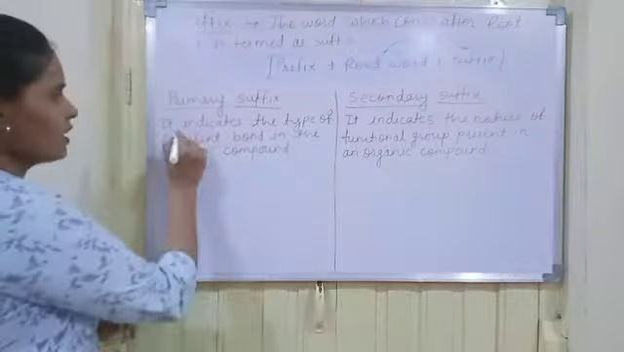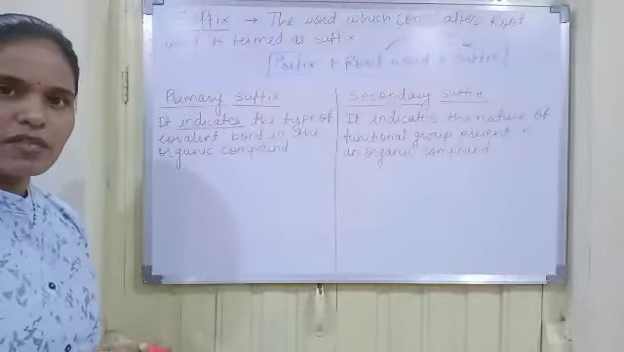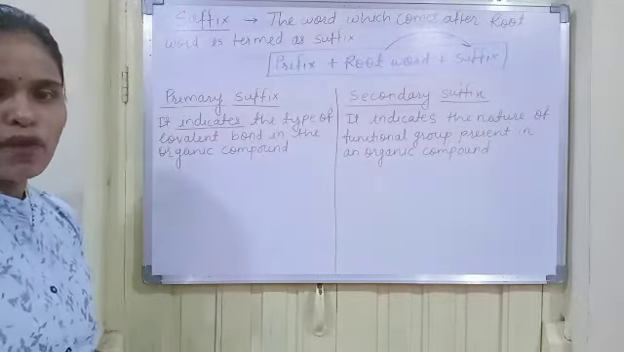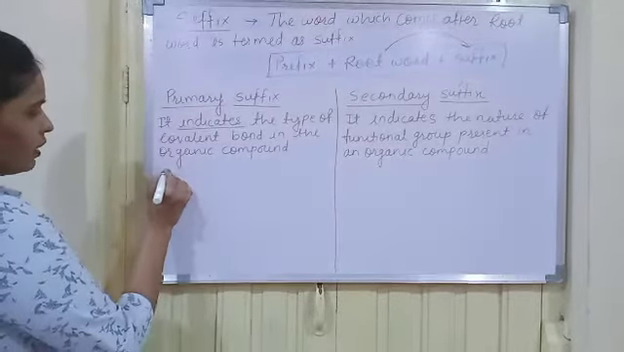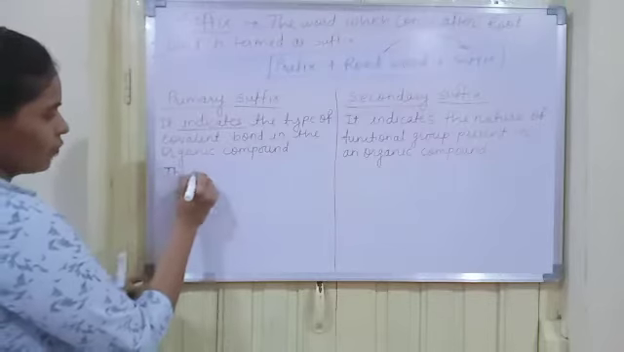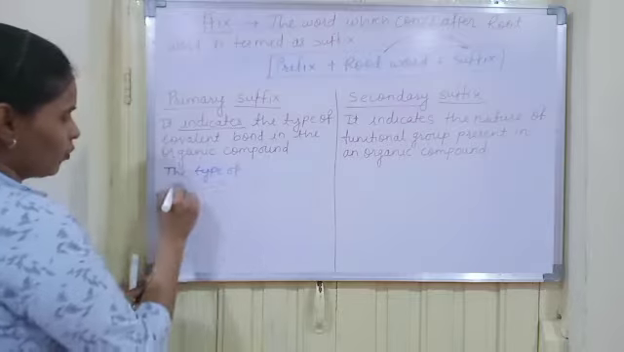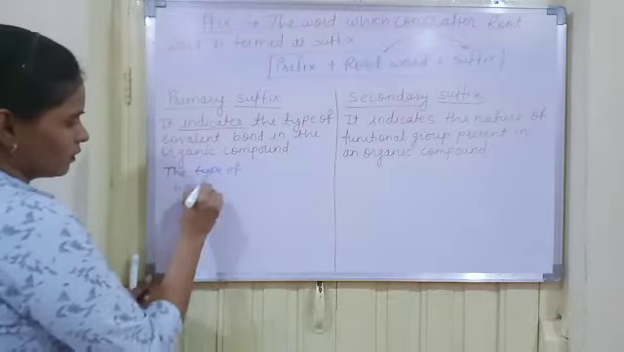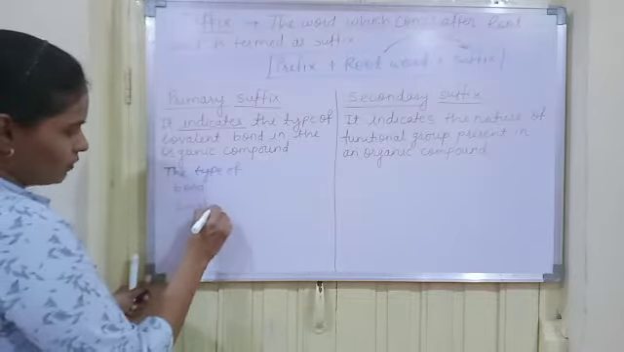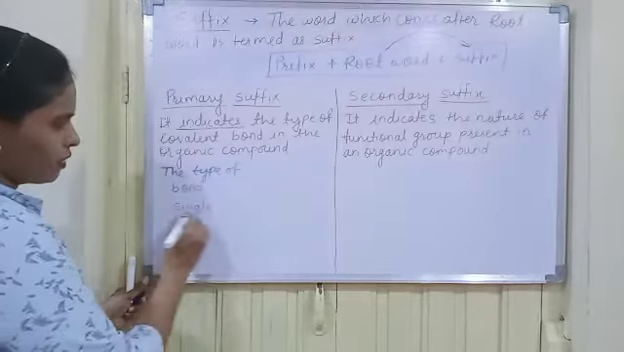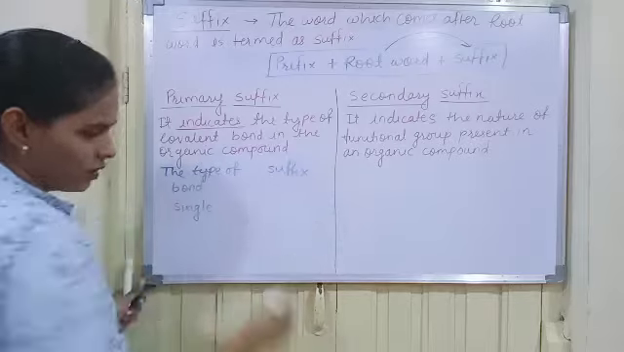Primary suffix indicates the type of covalent bond present in an organic compound. Let us see, if the type of bond in an organic compound is single bond, if all atoms are bonded by single bond, then the suffix will be ane.